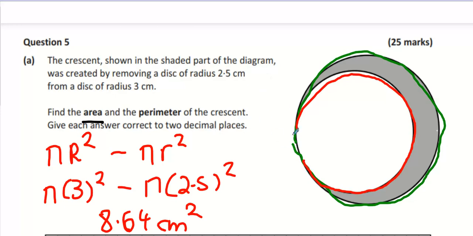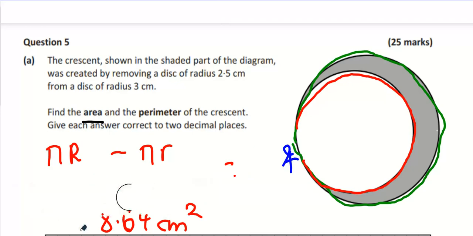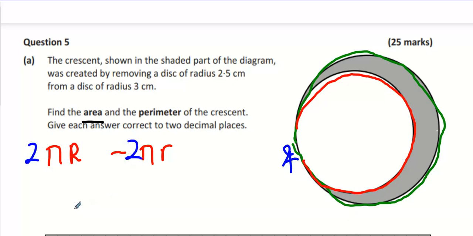Does that make sense? If you were running a lap of the crescent, you'd have to run the outer circle first, and then you'd come in, and then you'd run the red circle afterwards, and that'd give you the perimeter of the whole thing. All right, what's the formula for a perimeter? 2 pi r, is it? So it's going to be 2 pi r, take away another 2 pi r. Who did that of interest? You did that? You add, oh, add. Yes, absolutely, add.